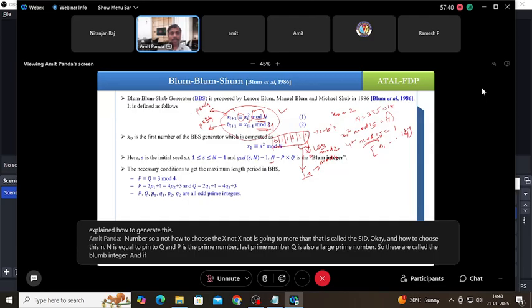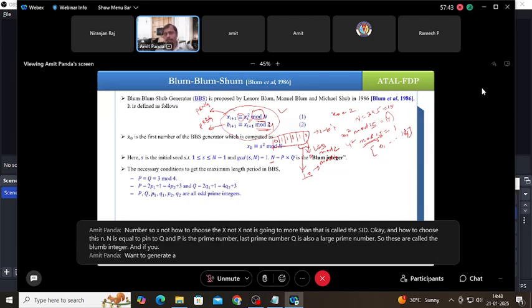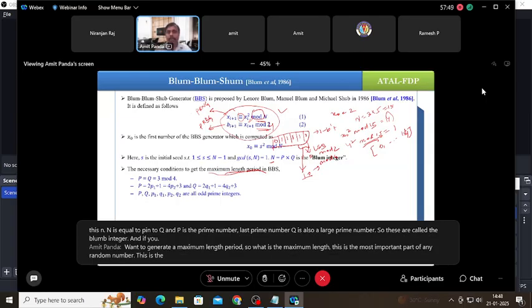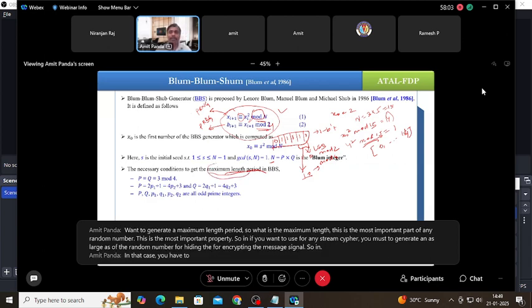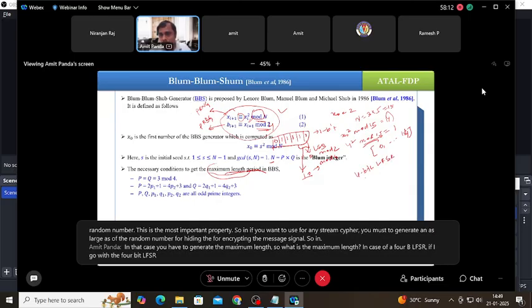And if you want to generate a maximum length period, what is the maximum length? This is the most important property of any random number generator. If you want to use it for any stream cipher, you must generate as long a random number as possible for encrypting the message signal. So you have to generate the maximum length. In the case of a 4-bit LFSR, what is the maximum number of values it can generate? It can generate any number from 1 to 15.